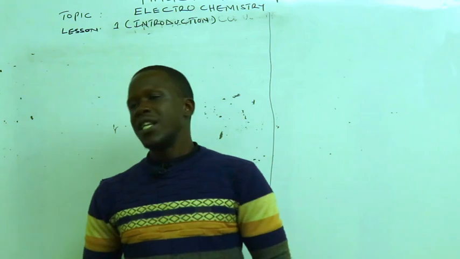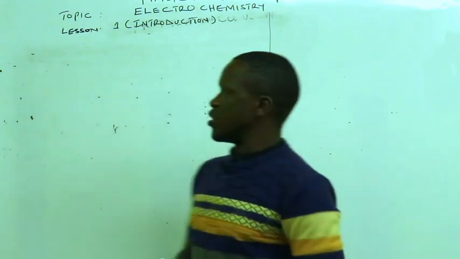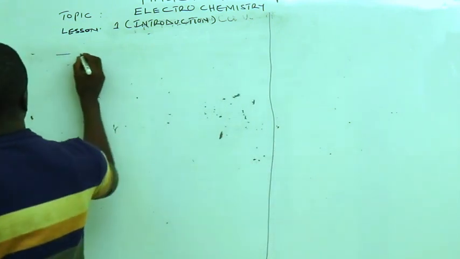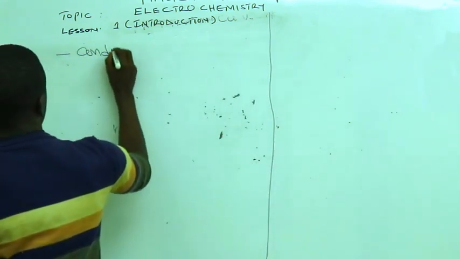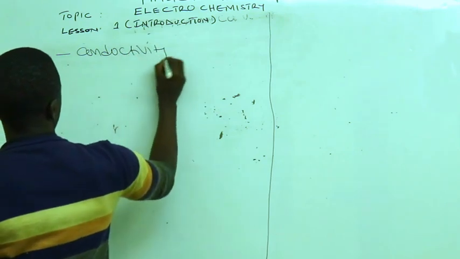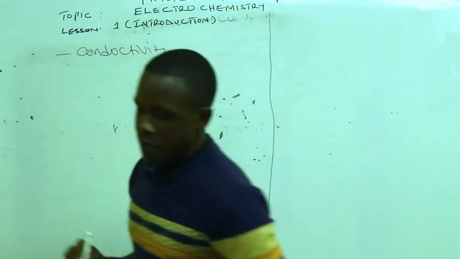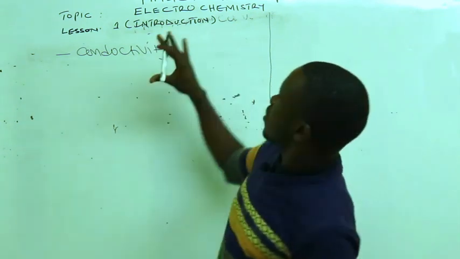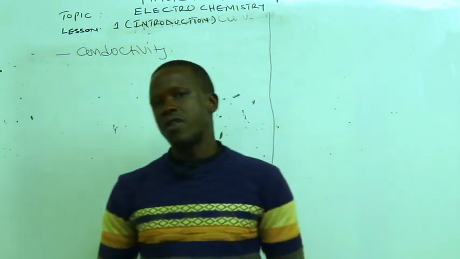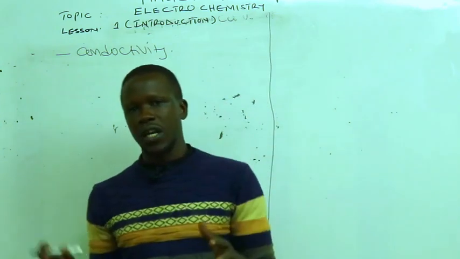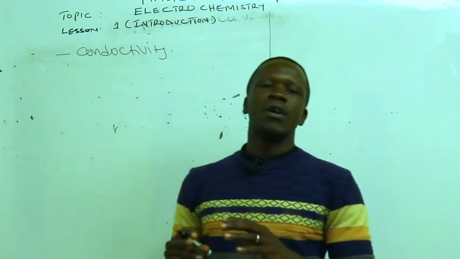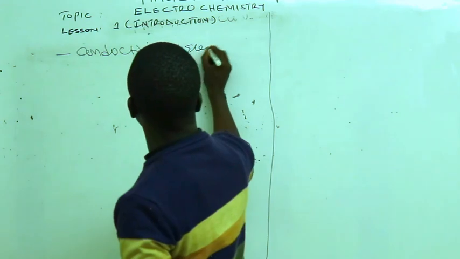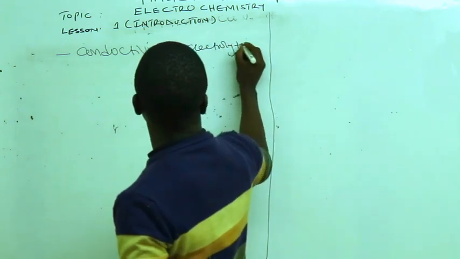So, what are some of the key components of this topic that we shall look at? In this topic, we shall look at what we call conductivity. We shall understand the meaning of conductivity. And in this conductivity part, different from physics, here we shall be looking specifically at what we call electrolytes. So, conductivity of the electrolytes.